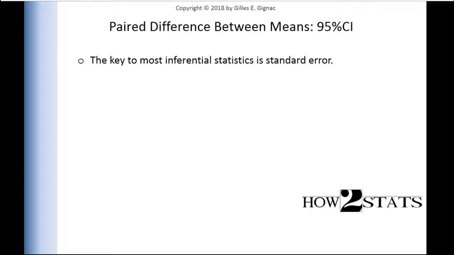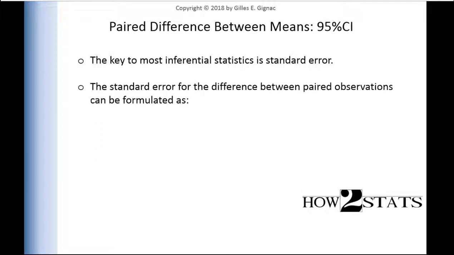I cover standard error in a lot of detail in an earlier chapter in the textbook, and I encourage you to check that out if you want to learn more about it. This should be just review for you. The standard error of the difference between paired observations can be formulated in a couple of ways. I mentioned in the textbook that my preferred way is a little bit more complicated, but it also is more interesting and insightful, I think. And I talk about that in the advanced portion of the textbook.